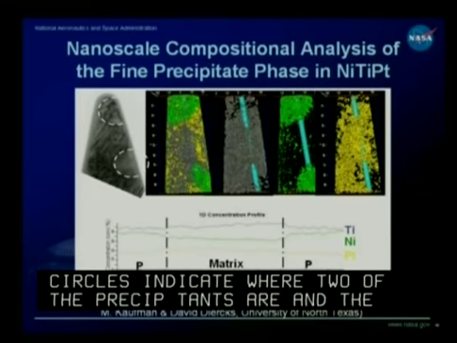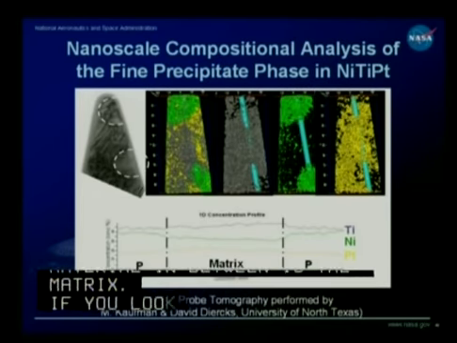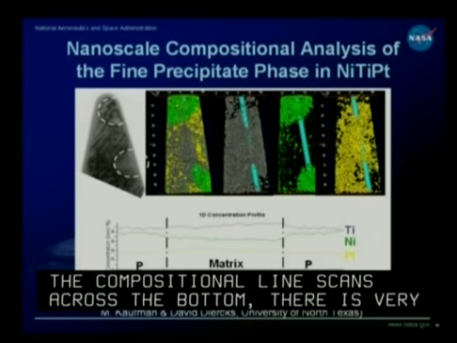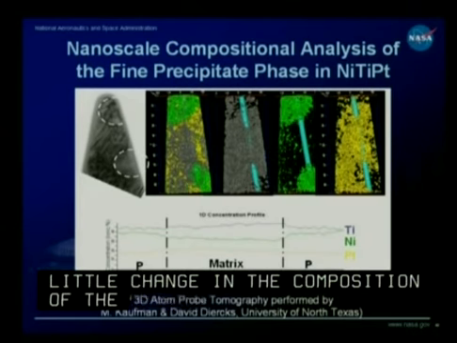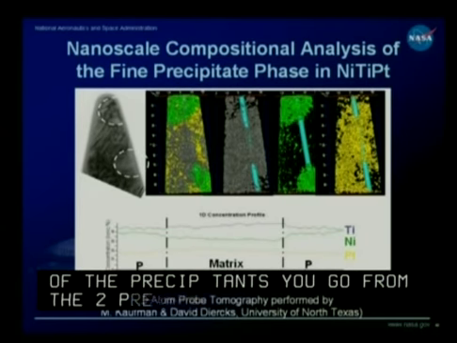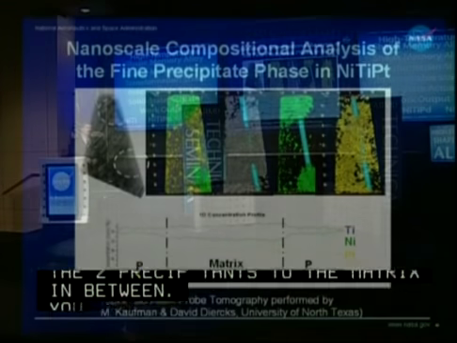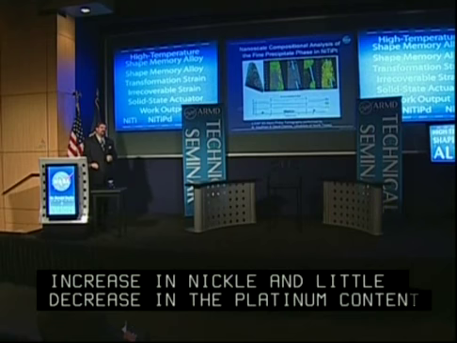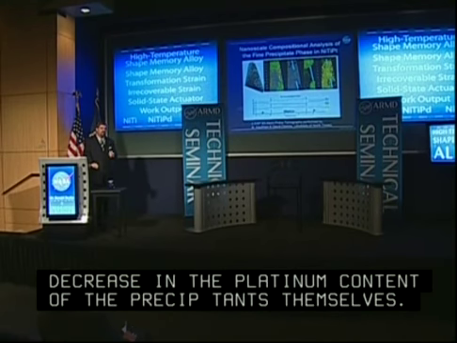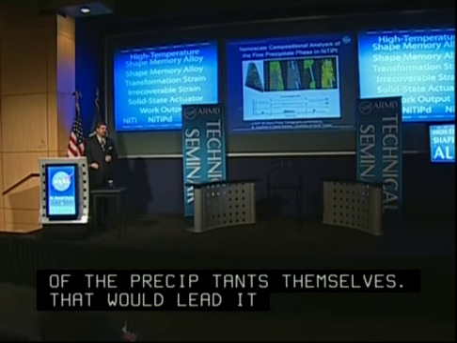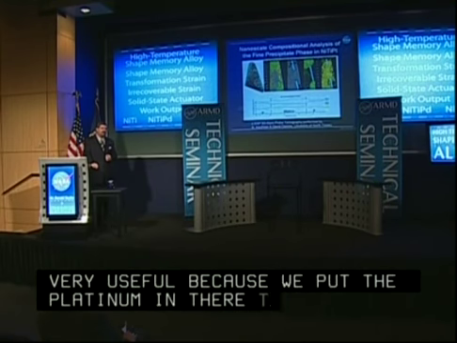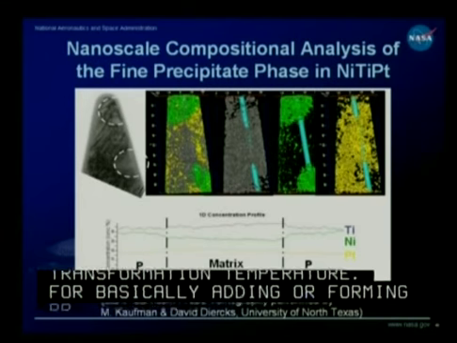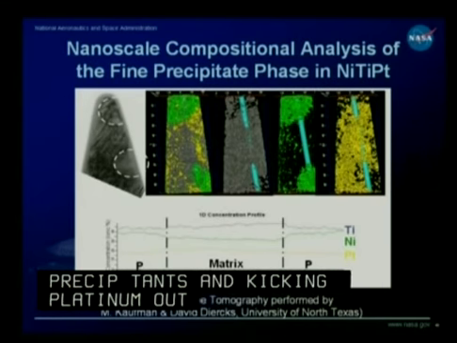If you look at the line scans, the compositional line scans across the bottom, there's very little change in the composition of the precipitate as you go from the two precipitates to the matrix in between. You do get a little bit of increase in nickel and a little bit of decrease in the platinum content of the precipitates themselves. But that would actually lead to something that would be very useful because we put the platinum in there in the first place to raise the transformation temperature. So if we're basically adding or forming precipitates and then kicking platinum out into the matrix, we should be able to increase the transformation temperature further.